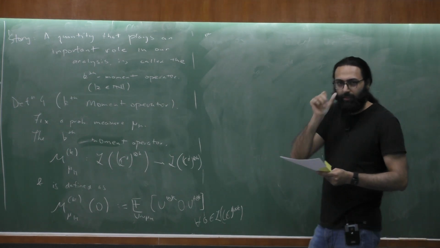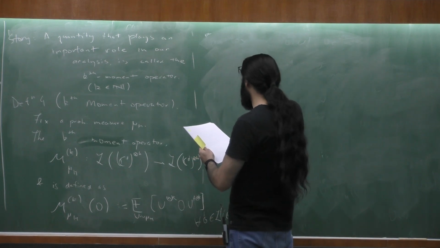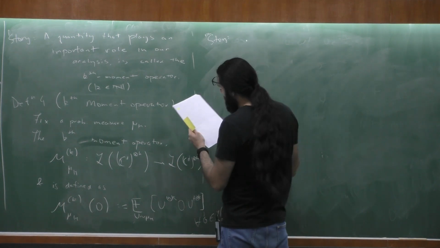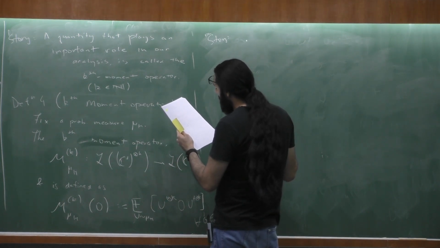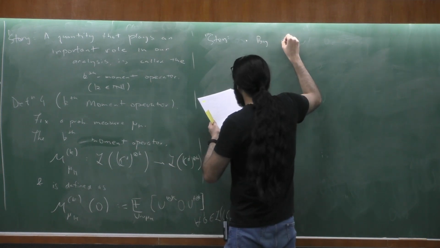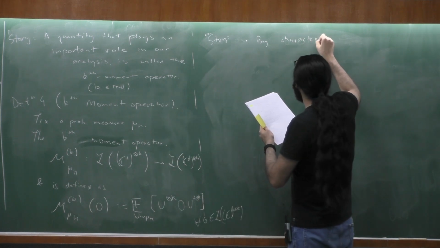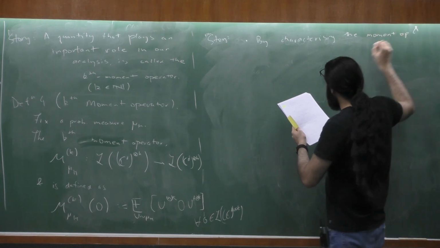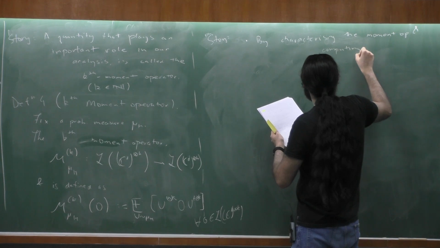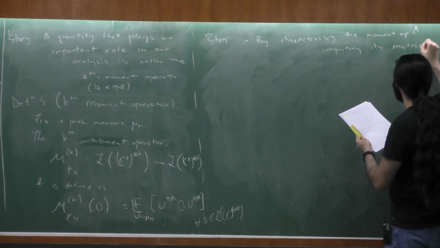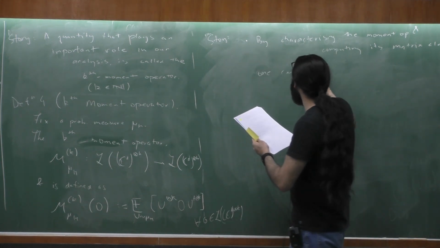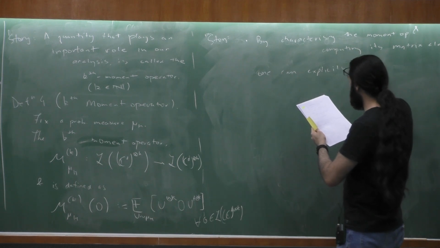The definition is fine, right? It's just straightforward. You're multiplying and conjugating by U^k. Okay, so this says that by characterizing the moment operators and computing its matrix elements, one can explicitly, and we'll see this in more detail, evaluate Haar integrals.